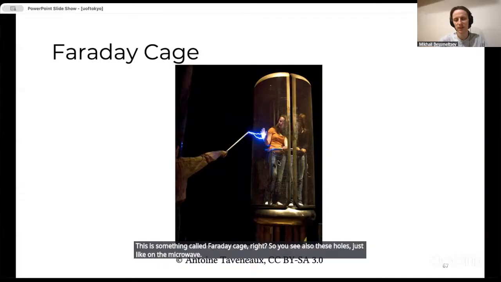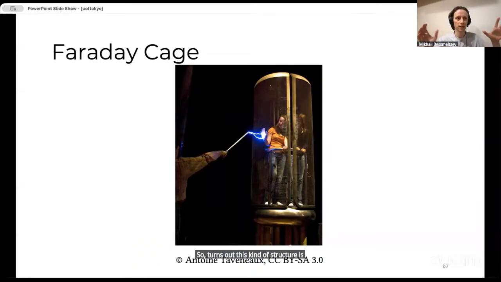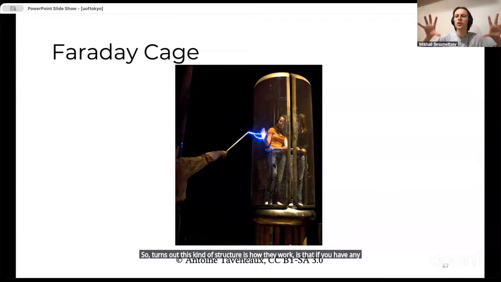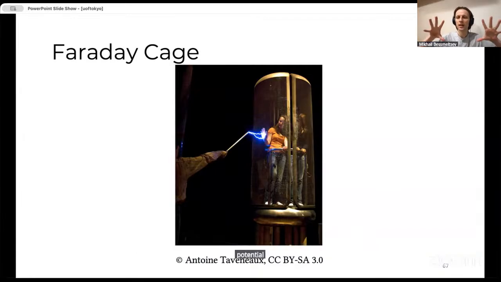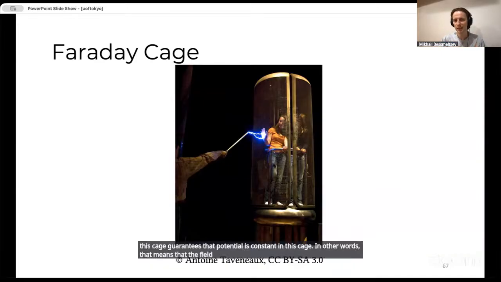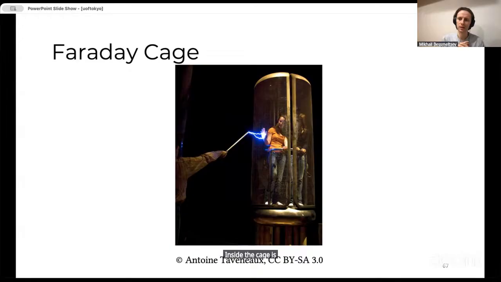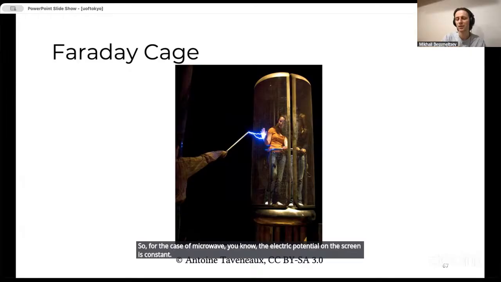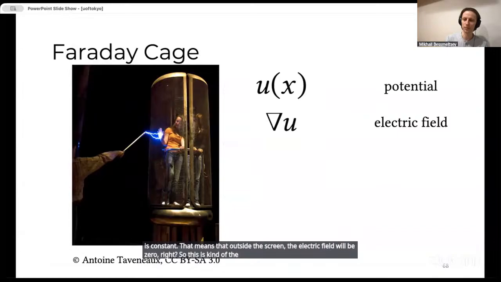It turns out the way these structures work is that if you have any electrical potential outside, this cage guarantees that the potential is constant in the cage. In other words, that means the field inside the cage is zero, right? So for the case of the microwave, the electric potential on the screen is constant. That means that outside the screen, the electric field will be zero, right? So it's a kind of blocker.